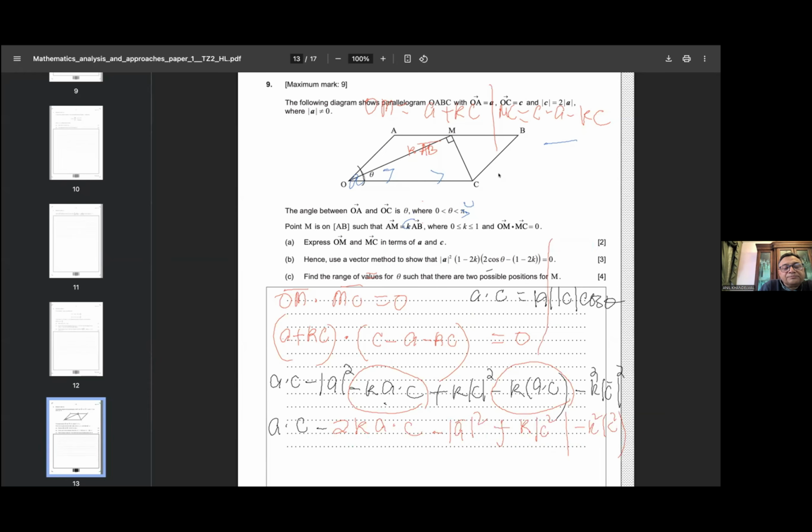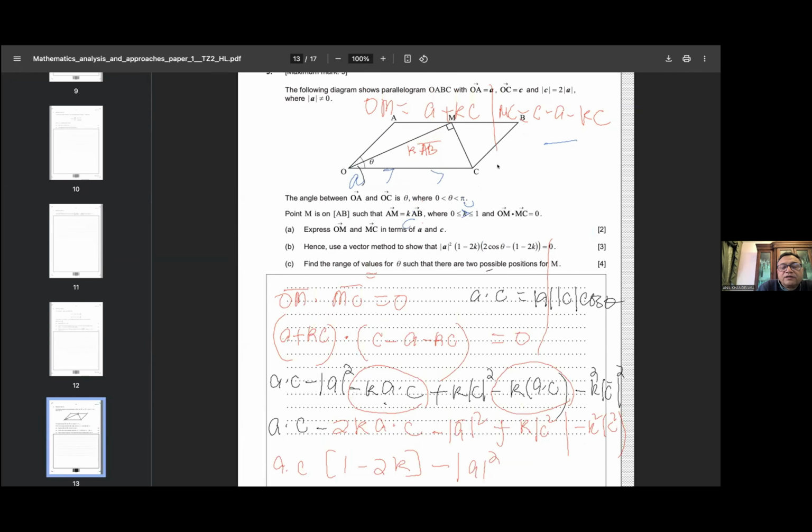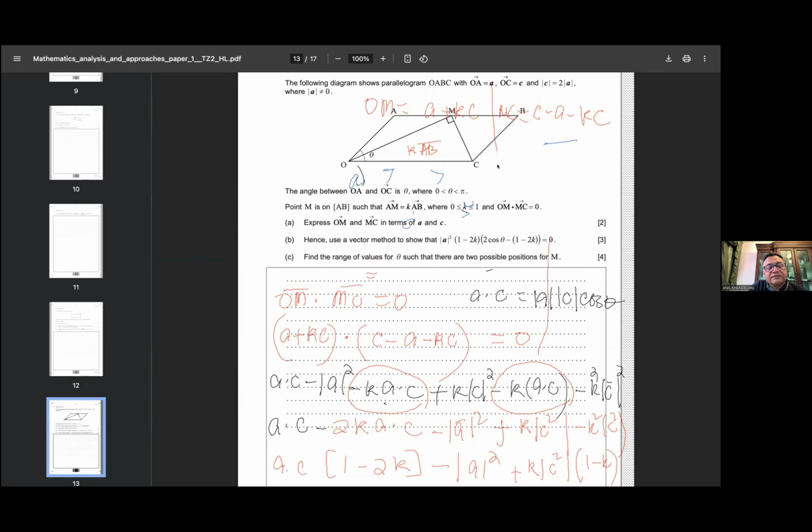From here, we can take A dot C as common, and you get 1 minus 2k, and minus the magnitude of A square. And here we have kc common, magnitude C square common, so you get 1 minus k here also. So basically, you work with this and replace A dot C with magnitude of A, C cos theta, and you should get that term. It is algebraic manipulation, which should give you that result. Is that clear? Yes. So we'll stop here and take up the next problem.